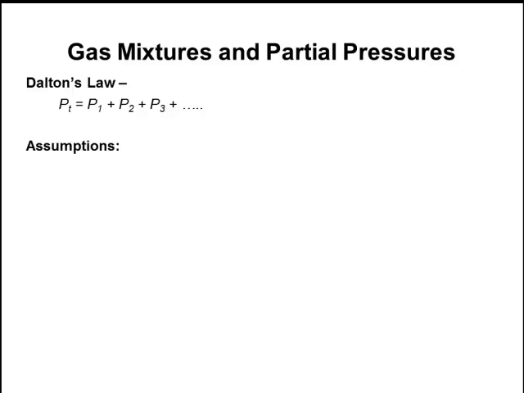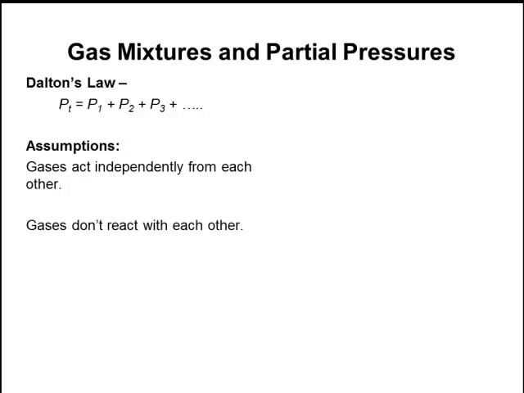Now, assumptions that go along with Dalton's law, we're going to assume that the gases act independently from each other. In other words, they're not going to interact with each other, they're not going to bounce off each other. They're going to act like their own individual gases. And we're going to assume that the gases don't react with each other. If you mix two gases and they react, obviously we don't have a mixture anymore, we have a chemical reaction.